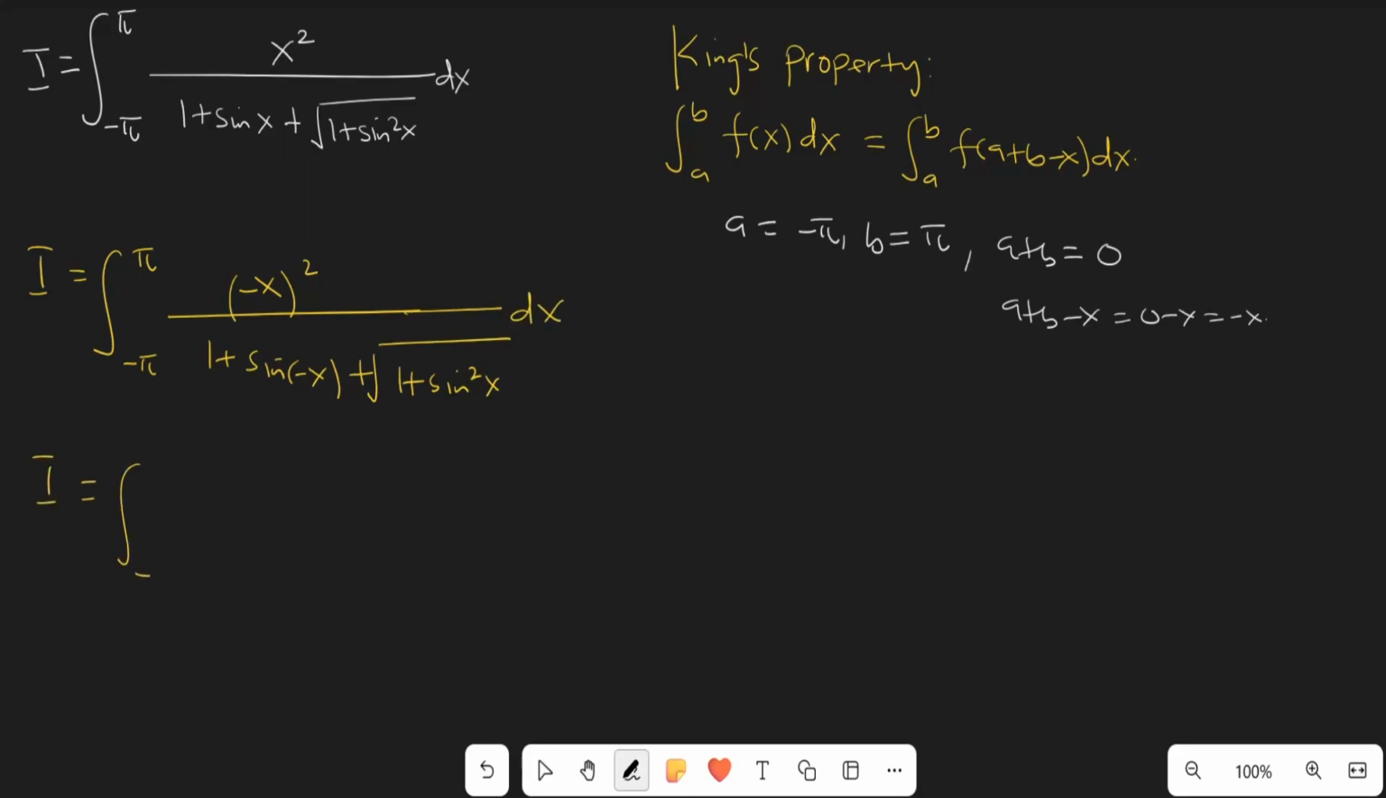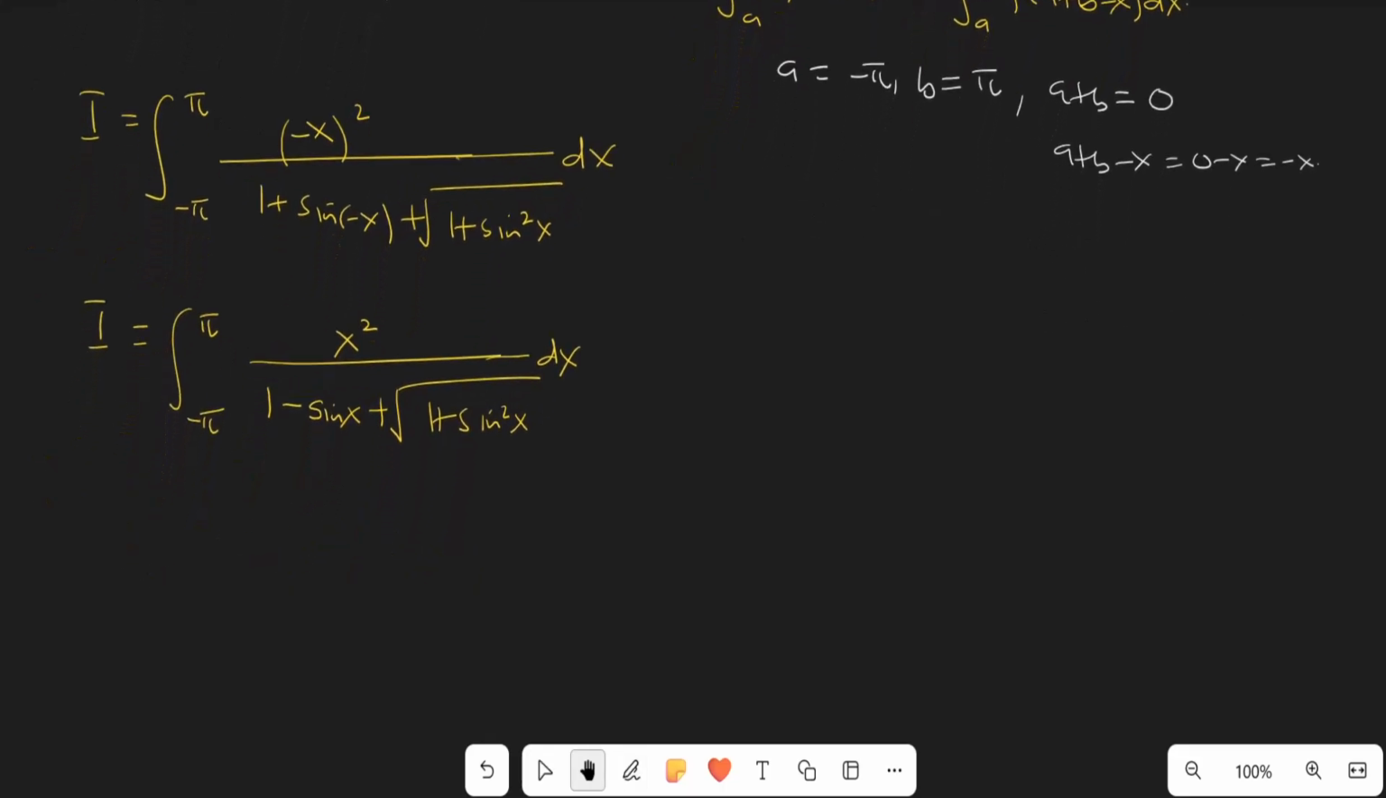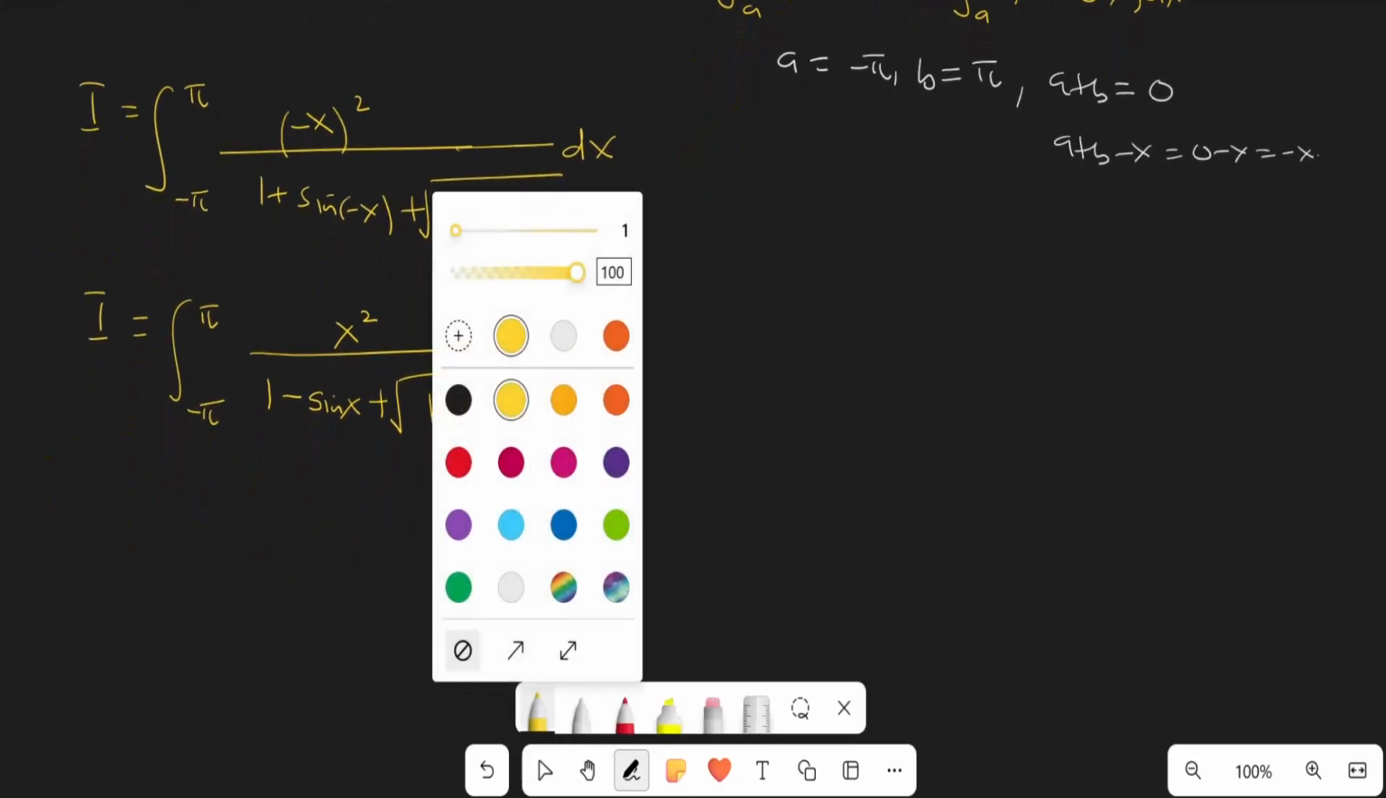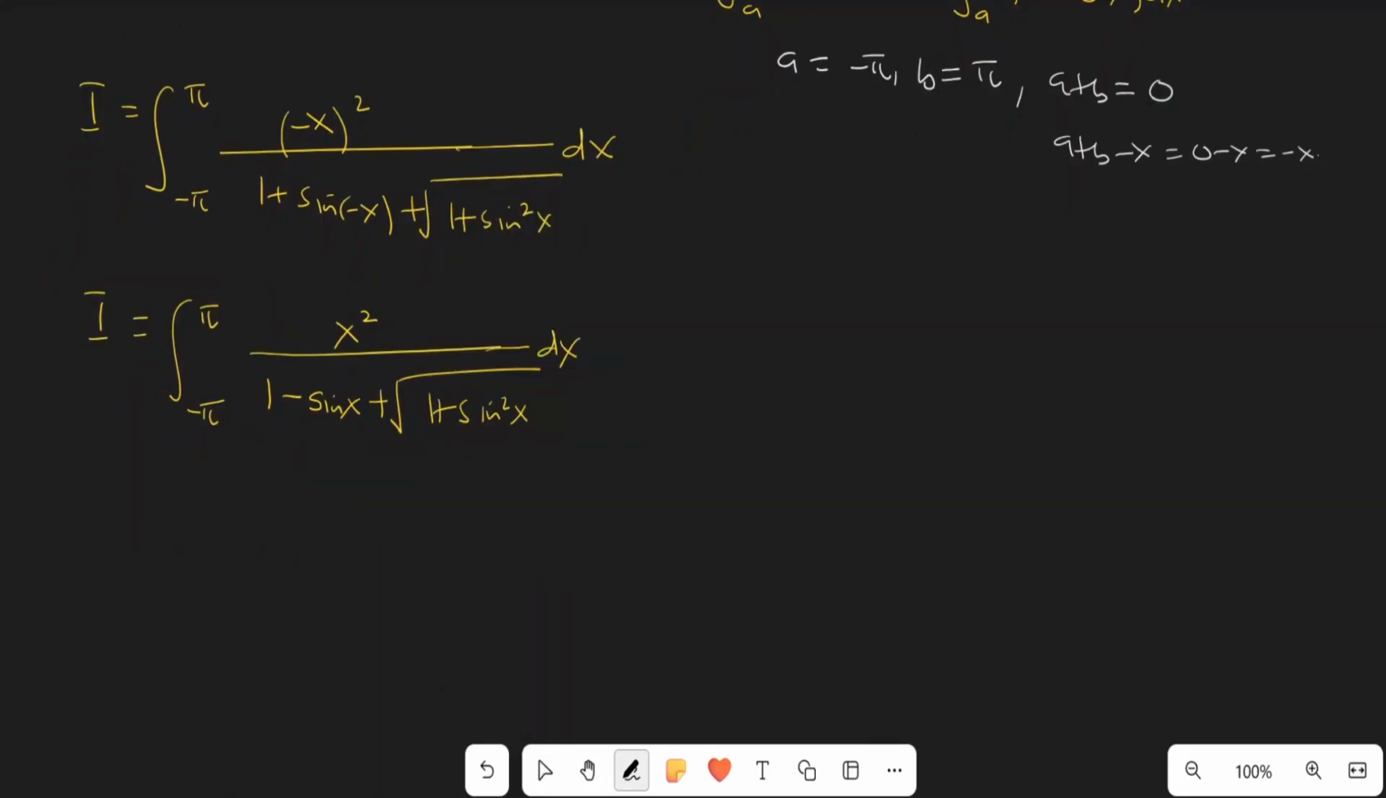Now I is going to be the integral from negative pi to positive pi of x squared all over 1 minus sine of x plus the square root of 1 plus sine square x, then dx, because sine is an odd function, so that is going to be negative sine of x. We are now going to sum our integrals.